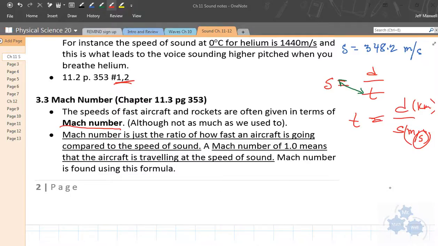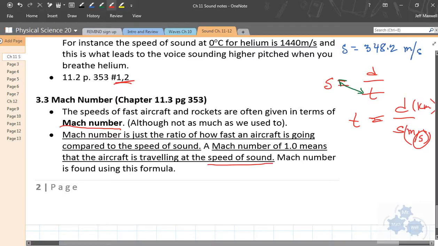So in 11.3 we see that Mach number is another way to describe a very fast aircraft, a way to describe its speed. So versus kilometers per hour or miles per hour or meters per second, Mach number is a ratio. It's a ratio of how fast the aircraft is going compared to the speed of sound. So if an aircraft is traveling Mach 1, that means the aircraft is traveling at the speed of sound. That's what Mach 1 means.